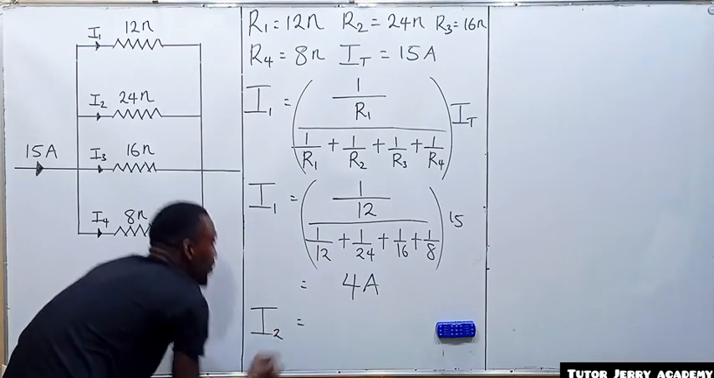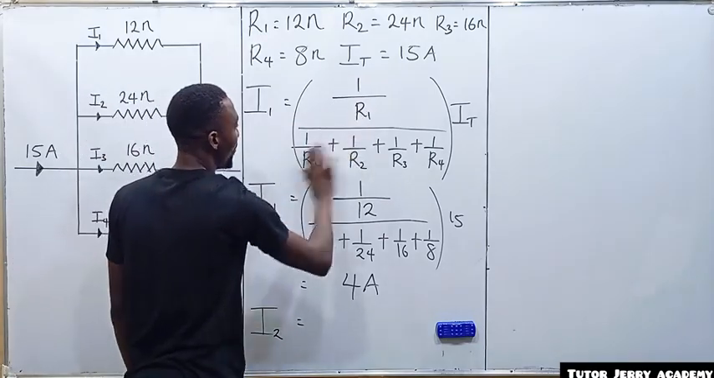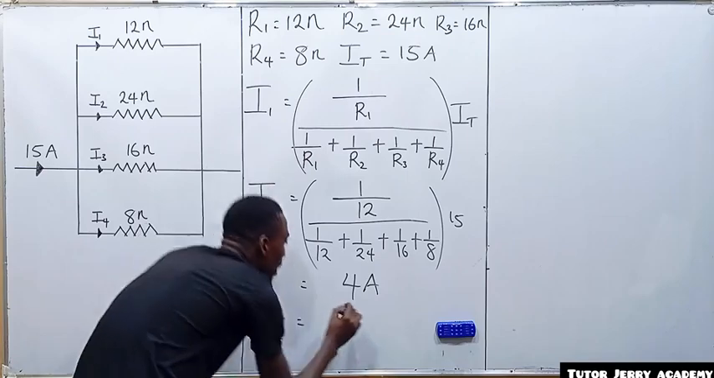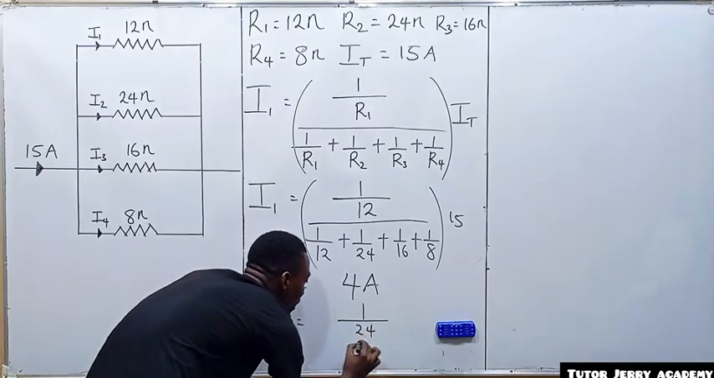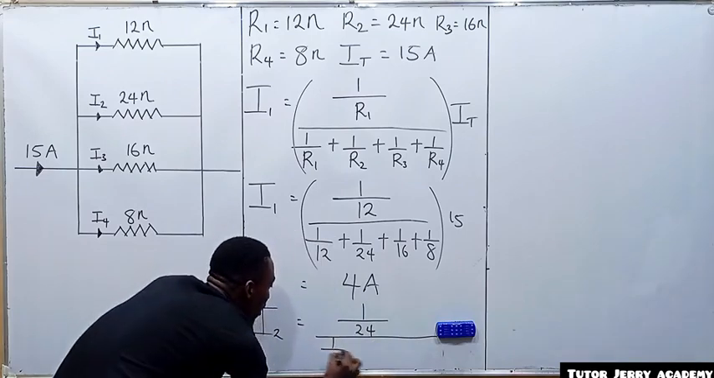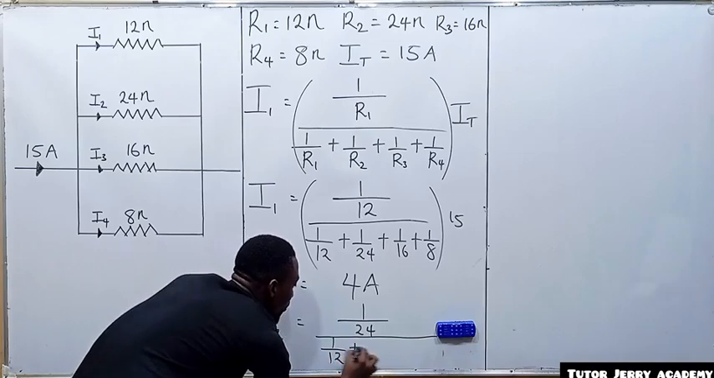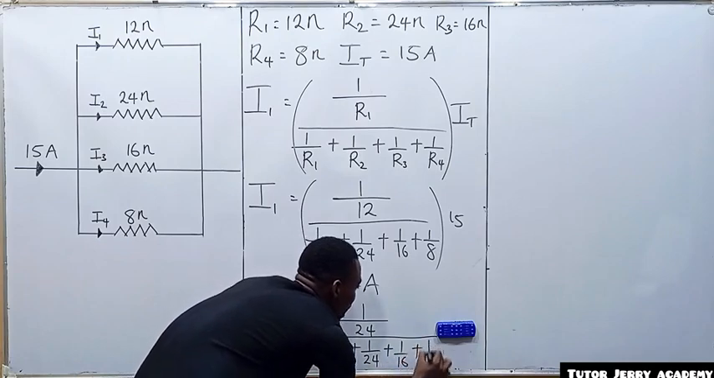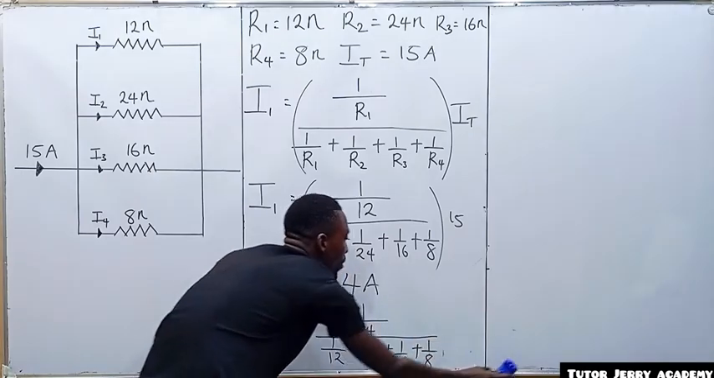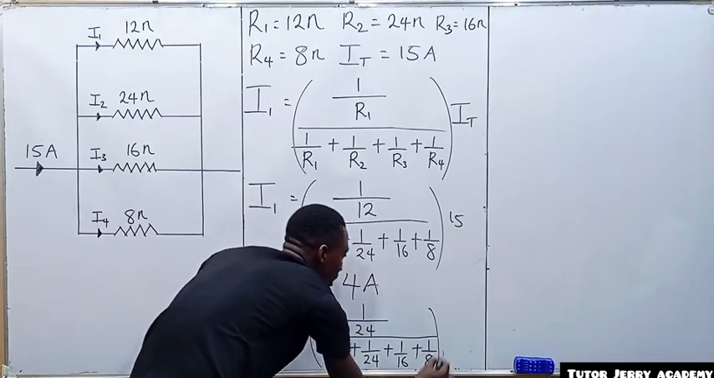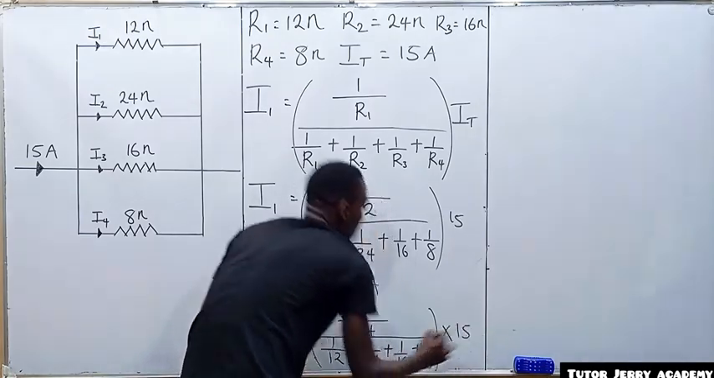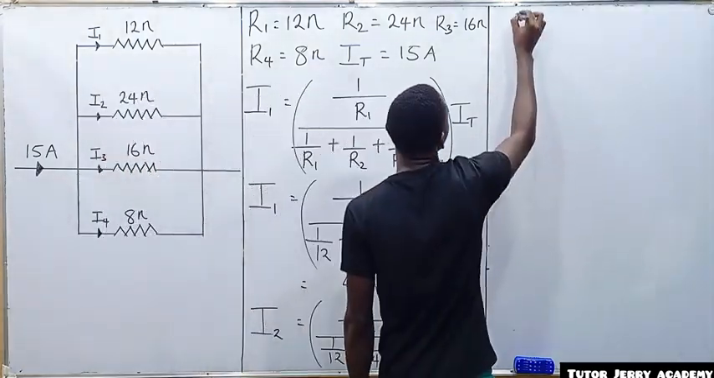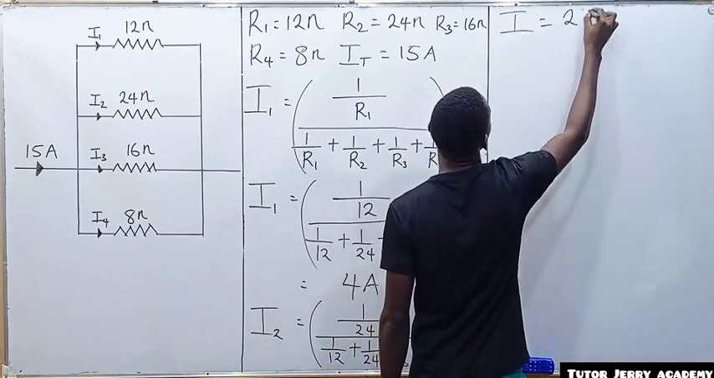I2 will be equal to 1 over R2 all over the summation of everything that we have here. Let's just substitute directly. Our R2 is 24, so we are going to have 1 over 24, all over 1 over 12 plus 1 over 24 plus 1 over 16 plus 1 over 8. We put this in brackets, then multiply by the total current. If you press this, you are going to have 2 ampere. So I2 will be equal to 2 ampere.